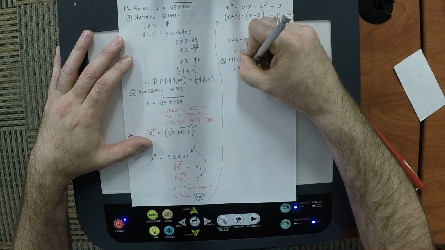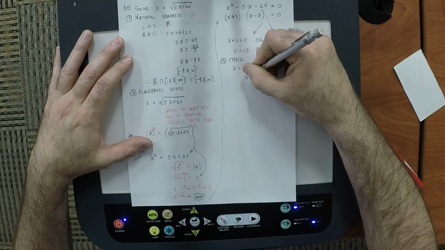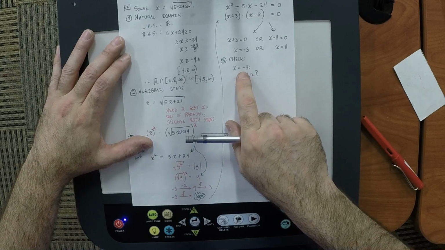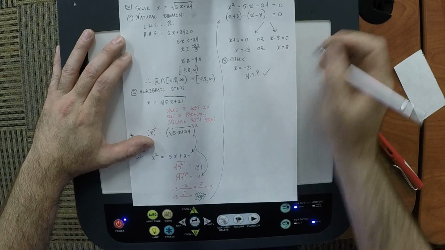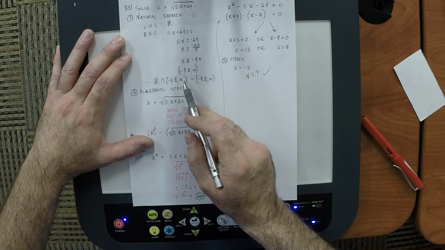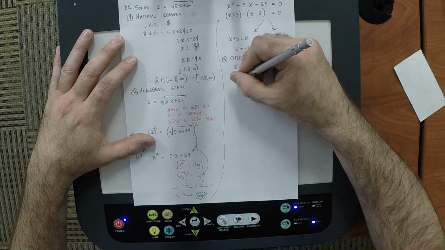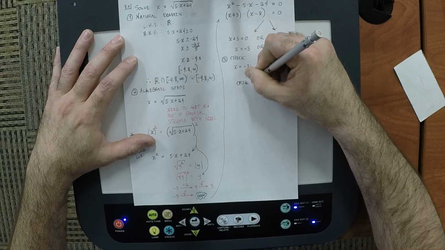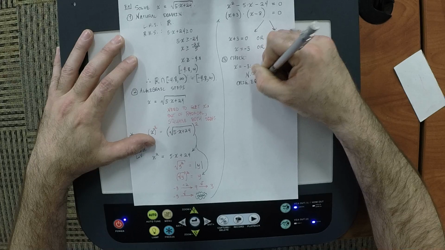Checking x is negative 3. Is it in the natural domain? Yes. Okay, because it's more than negative 4.8. Does it solve the original equation? We know that it solves this other one.